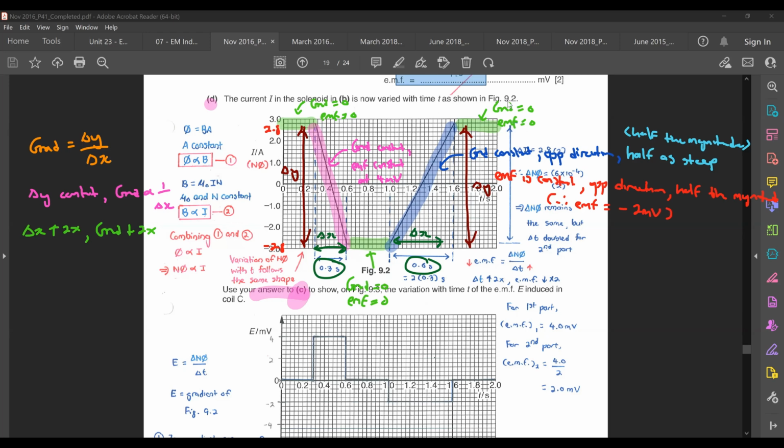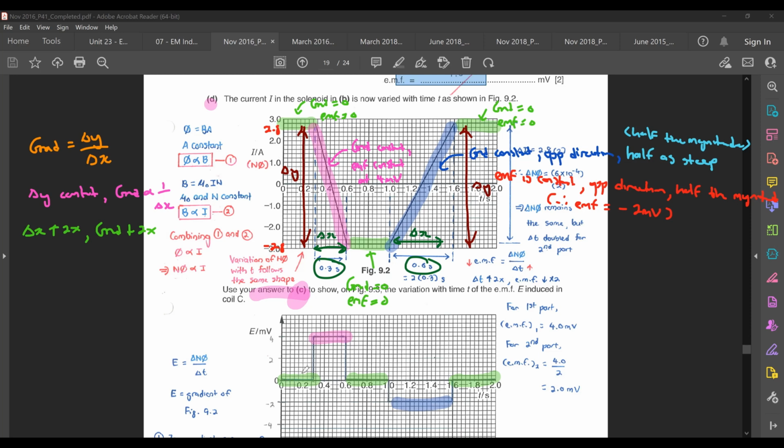So now, if you then want to plot out your graph, this is what you expect to see. The green sections were basically where you had 0 EMF because gradient is 0. The pink section is where you had EMF of 4 millivolts. So you have to indicate it right over here. And then the blue section was actually the part where you had half the EMF but in opposite direction. So you'll be negative 2 mV here.